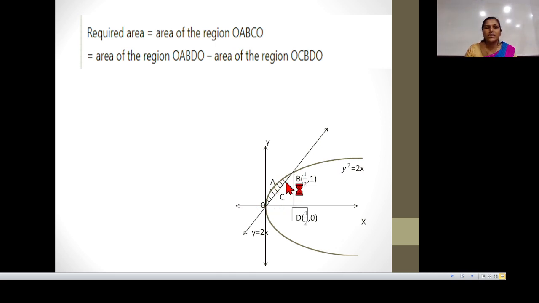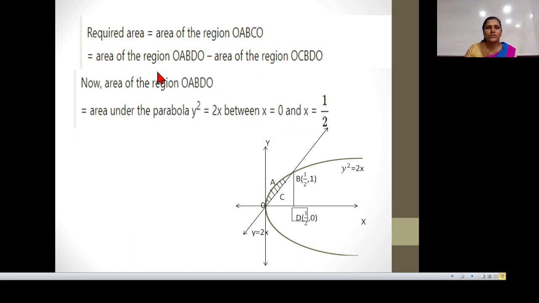So how to find this shaded area? Now we will divide this shaded region into two parts, that is the area of the region OABDO minus the area of the region OCBDO. So we are going to subtract this curve minus this curve, and you will get this shaded portion as your answer. So this is our required area. Now we will find these two areas.